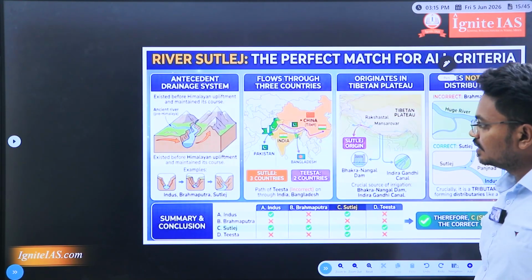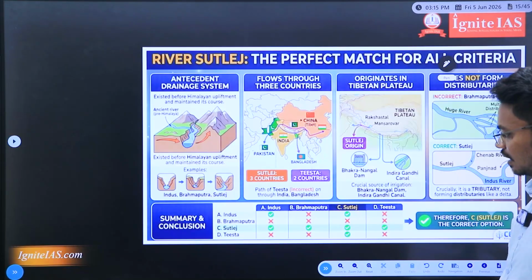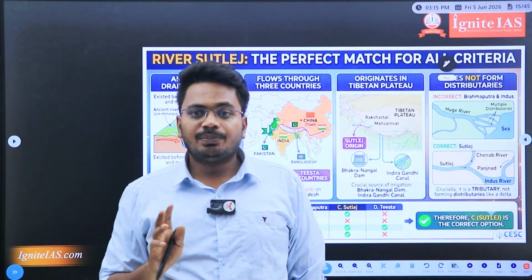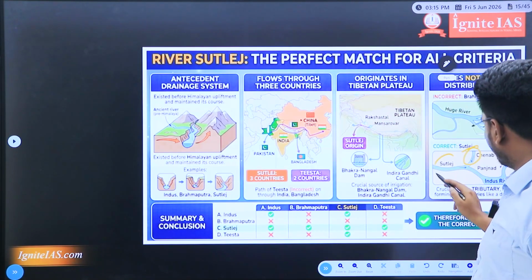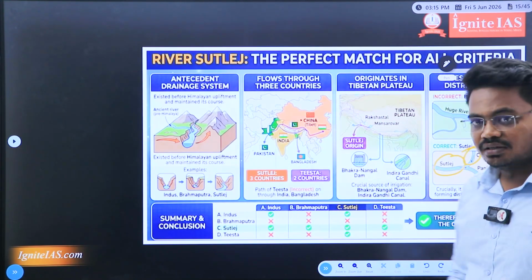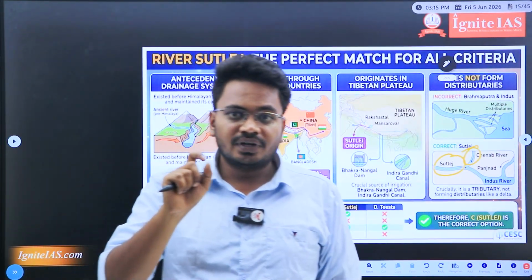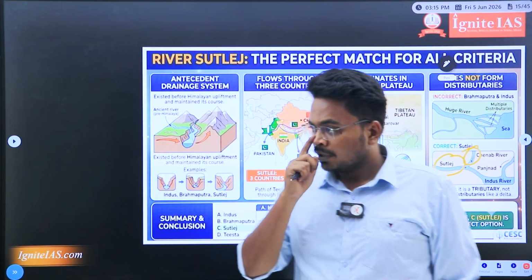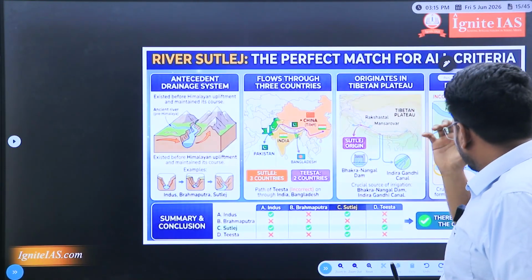Now, especially if you see the Satluj River, it behaves as a tributary. It will go and mix with the Chenab River, and at a place called Panjnad, Satluj and Chenab mix, and after that both rivers go and mix into the Indus River. That means the Satluj River acts as a tributary to the Chenab River.